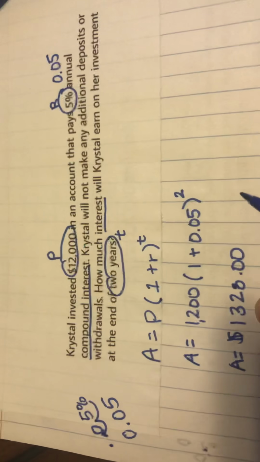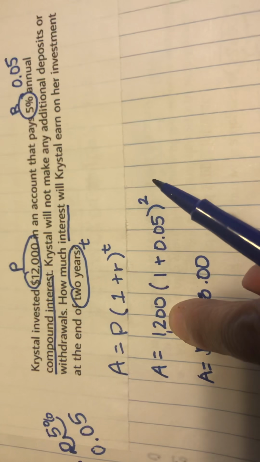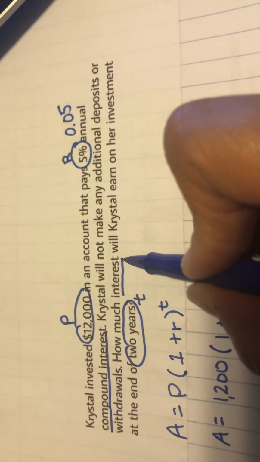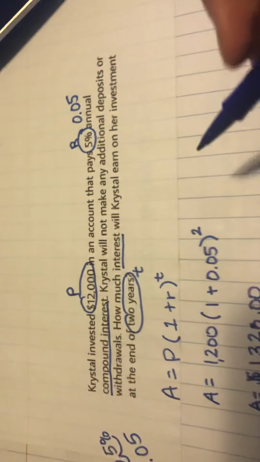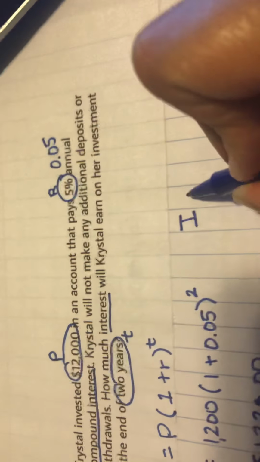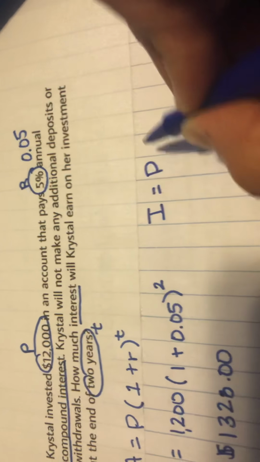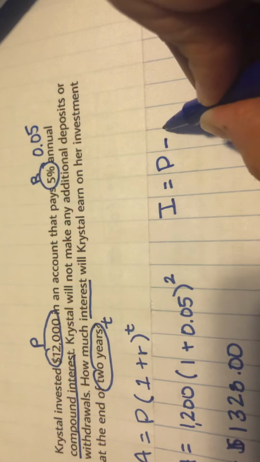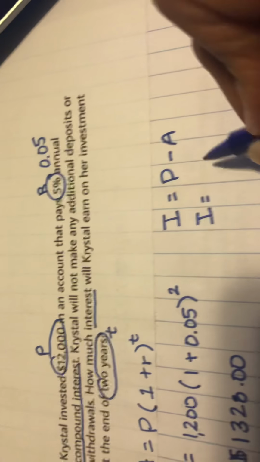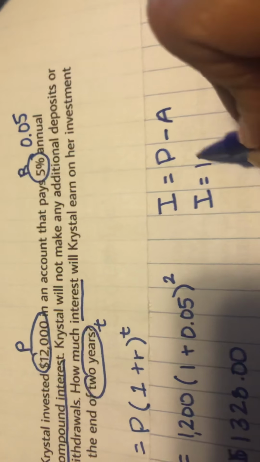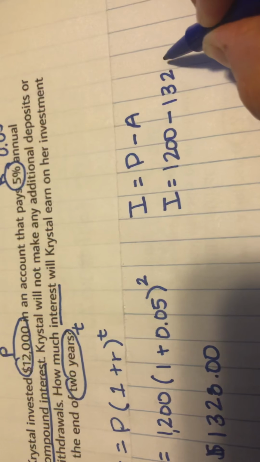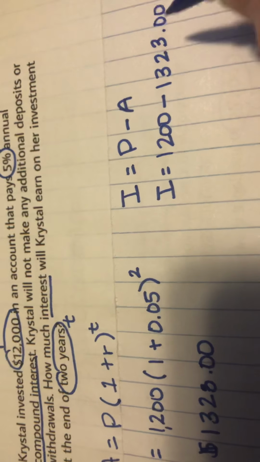So if that is her total account balance, and she started with $1,200, how much interest did she earn? That's what this is asking. How much interest did Crystal earn? Well, in order to find the interest, what I have to do is I have to take my principal and I have to subtract it from my account balance. So in order to find my interest, I'm going to take my principal, which was $1,200. I'm going to subtract it from $1,323.